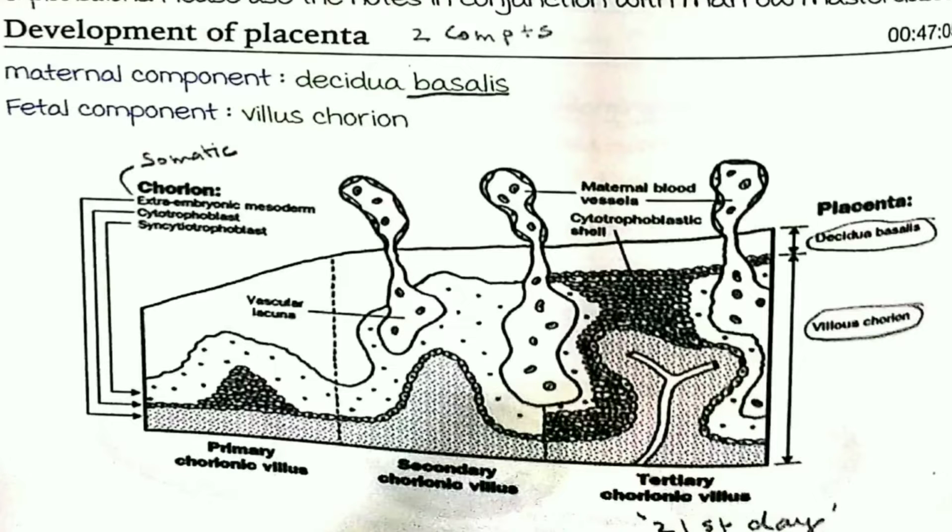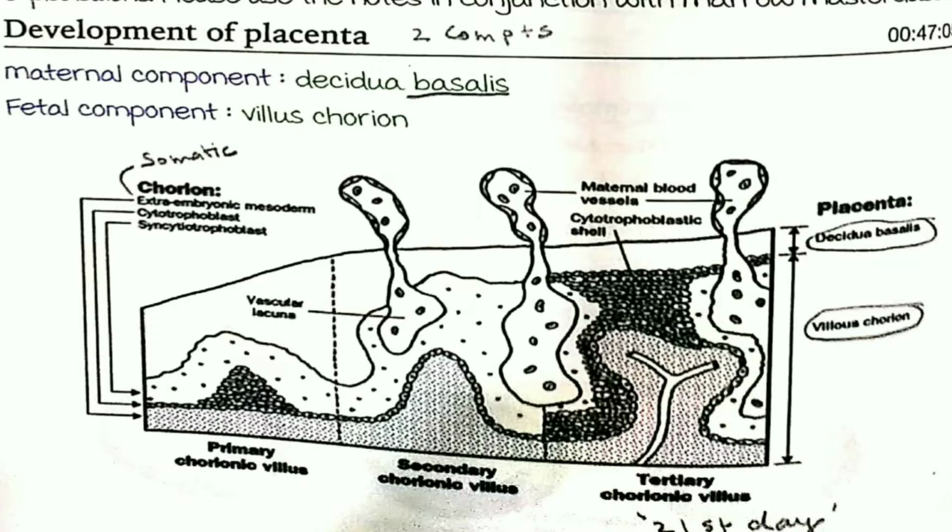So this is a short video about the development of placenta. I'll emphasize the questions mostly concentrated on placenta. The placenta has two components: the maternal component and the fetal component. We get questions like, what is the maternal component of placenta? The answer is decidua, and specifically the decidua basalis. And the fetal component of placenta is the villus chorion.